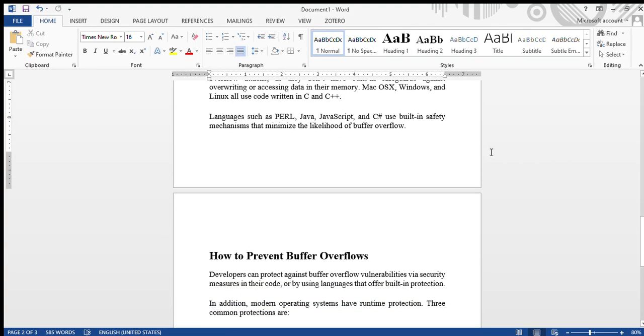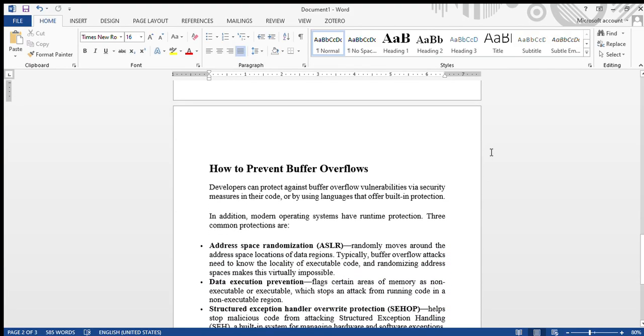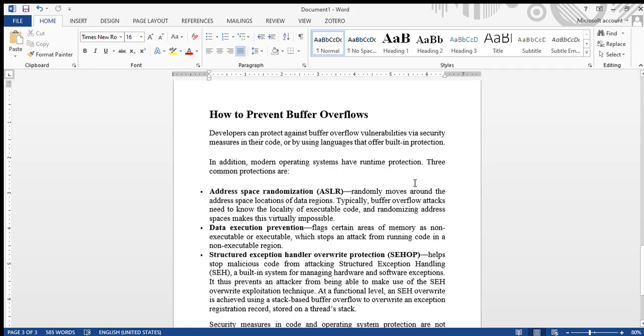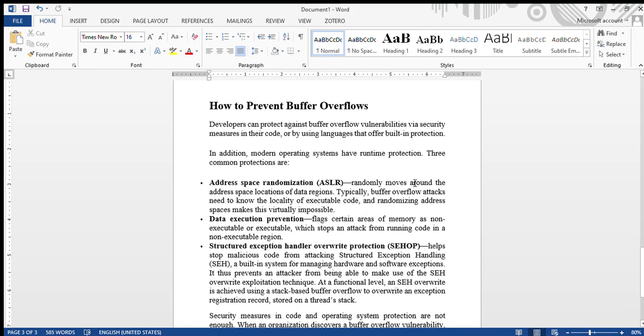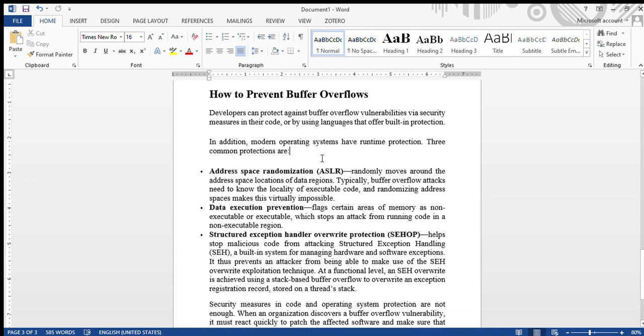Next, languages like Perl, JavaScript, Java, and C# are built with safety mechanisms to minimize the likelihood of buffer overflow. To prevent buffer overflow attacks, developers can protect against buffer overflow vulnerabilities via security measures in their code by using languages that offer built-in protection. For example, Perl, Java, and JavaScript have safety precautions and give code access only to authorized persons. By that we can prevent these buffer overflow attacks.